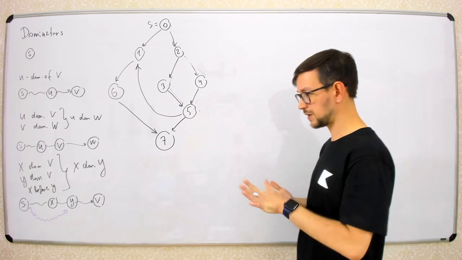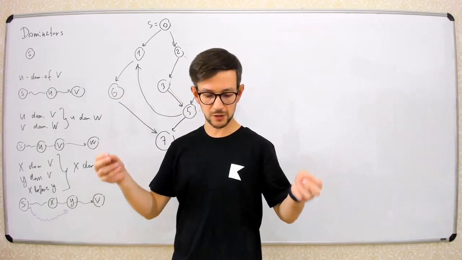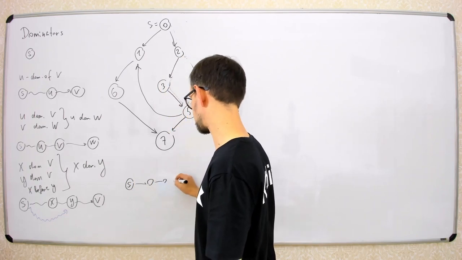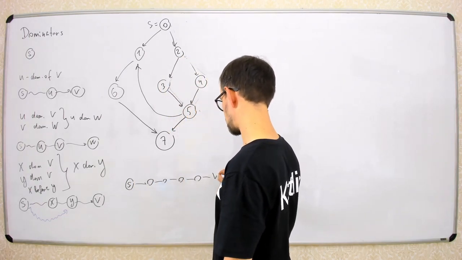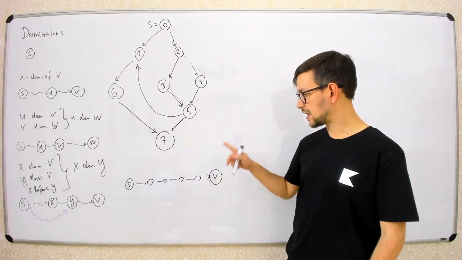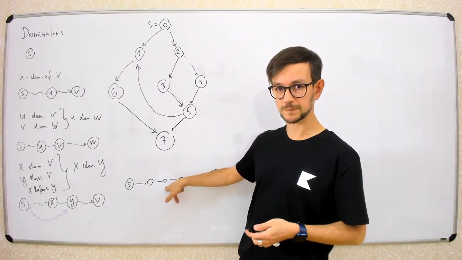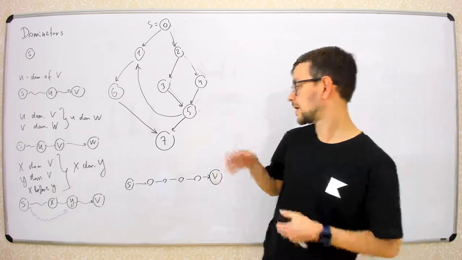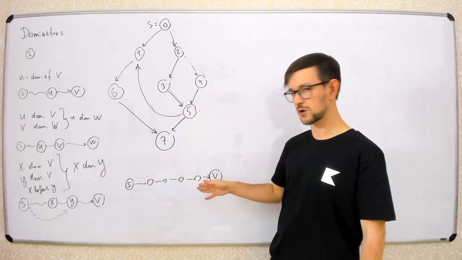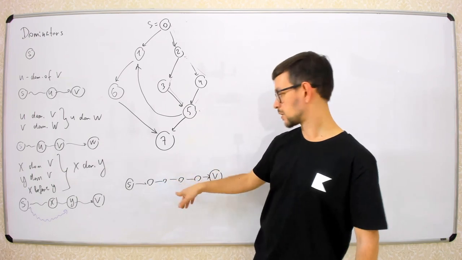What does it mean? If you have several dominators of a single node, so imagine you have node S, and here you have some dominators of node V. If these are dominators of node V, then they all dominate each other. So for each two dominators, one of them dominates another one. So they always appear in this sequence. The order of these dominators is fixed actually. You first visit this dominator, then you visit this dominator, then this, and so on, because they all dominate each other.